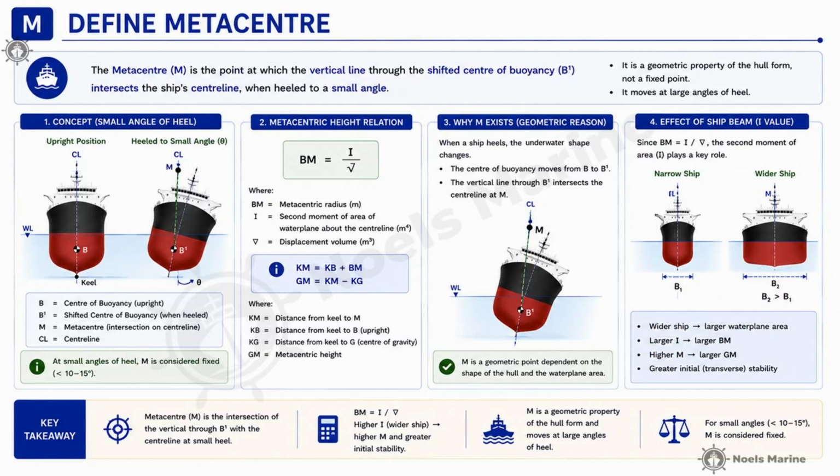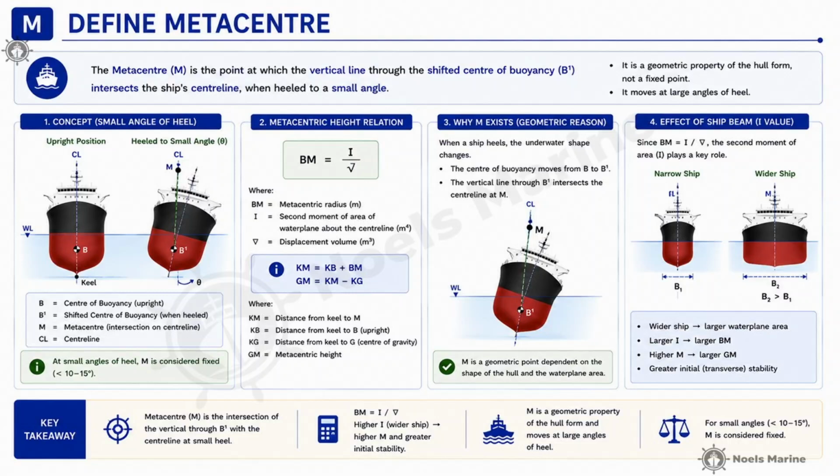The relationship is defined by a simple formula. BM equals I divided by V. Here, I is the moment of inertia and V is the volume of displacement. Now, because a ship's underwater shape physically changes when it heels, a wider ship beam creates a much larger moment of inertia. So naturally, a wider ship gets a higher M, giving it much greater initial stability.